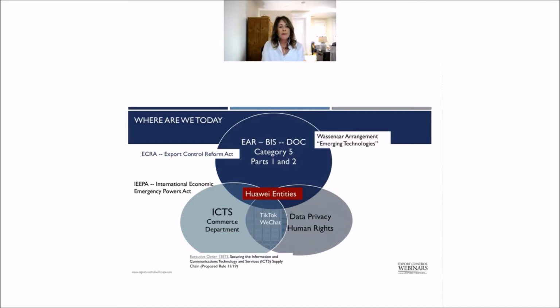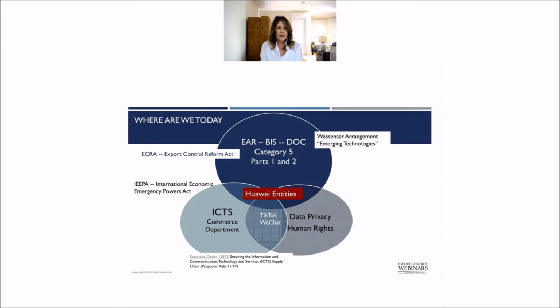So today, what we're going to do is talk about the EAR, which is Export Administration Regulations, administered by the Bureau of Industry and Security, which is part of the Department of Commerce. Aside from saying what the acronyms are, that's significant, and I will get back to that in a second. We're going to talk about the control list categories, Category 5, Part 1 and 2, primarily Part 2, which is the information security section.